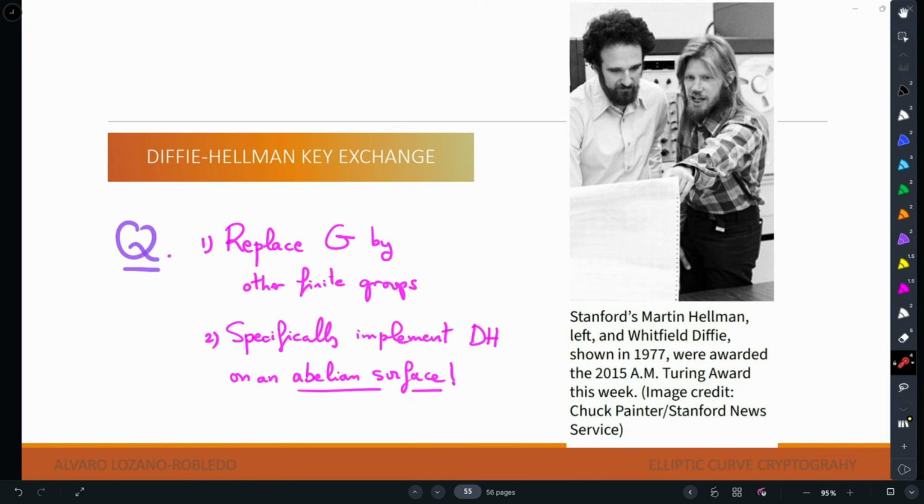Let's just say that what we're going to do also in some of the problems is replace G by other finite groups, and try to implement the Diffie-Hellman in other groups. So I'm going to suggest some groups, but I would also love for you to come up with groups and try to see how it works in practice in some other groups. The suggestions that I have are a dihedral group and a Jacobian of a genus 2 curve. But I would love to see other things, like some group of 5x5 matrices or something.